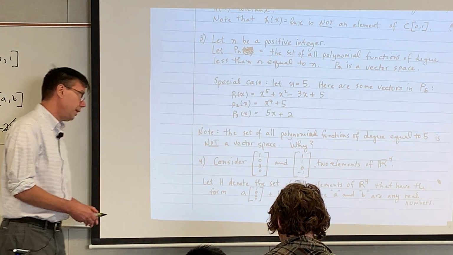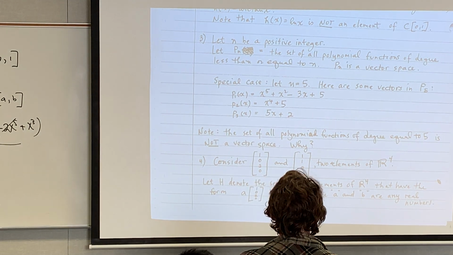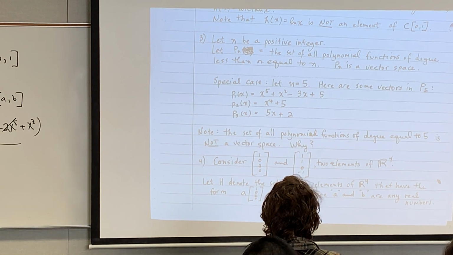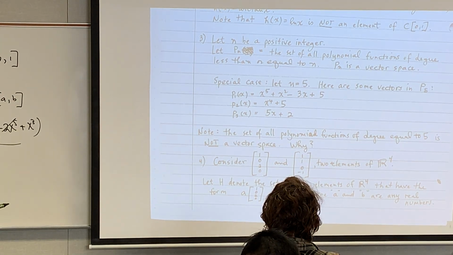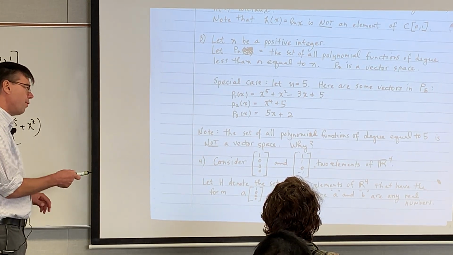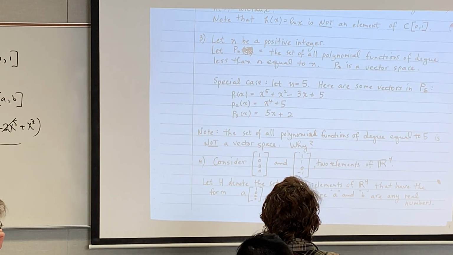Consider just two particular vectors in R4. So these are two column vectors: (1, 0, 2, 0) and (1, 1, 0, -1). I just picked these out at random. Let H denote the set of all elements of R4 that have the form A times the first plus B times the second, where A and B are any real numbers.